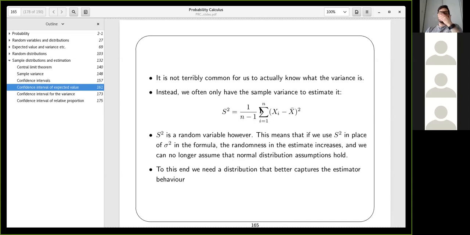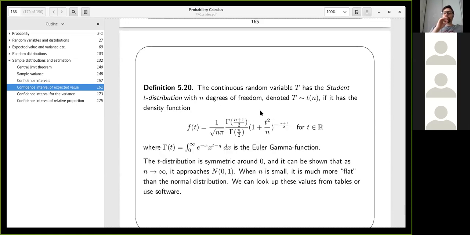So we need a distribution that would better capture this estimator behavior. And luckily there is one. And again, it looks a bit hard, and don't stress, I'm not going to expect you to be able to work with it. There's something wrong here, that shouldn't be T minus Q. Well, I'm going to fix this. I'm sorry about this. So don't worry about that. This is the Euler gamma function. There was some mishap here.